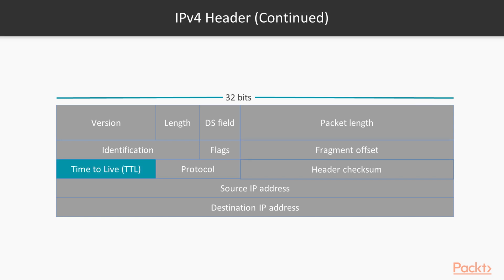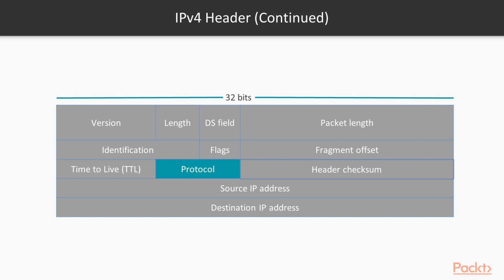TTL, or time to live, is a very important field. If we have a loop inside our routing infrastructure, this will help us prevent a packet from looping around the network indefinitely. How? It's very simple. TTL has a value, let's say 255 or 256. Whenever a packet goes through a router, this field is decremented by 1. And whenever a packet is received by a router and has the TTL value of 0, that router will drop that packet. The protocol field shows the upper layer protocol.